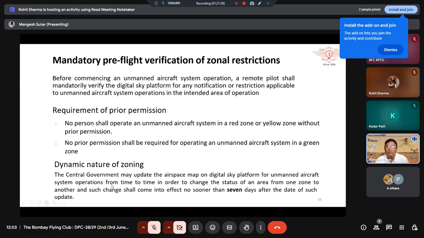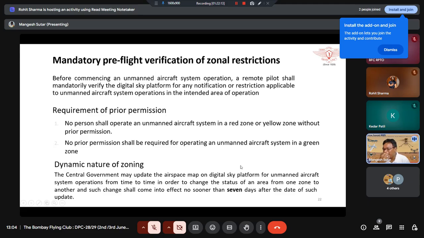So the central government may update the airspace on the Digital Sky platform for unmanned aircraft system operation from time to time, in order to change the status of an area from one zone to another. That means they can change a green zone or yellow zone to a red zone, or a red zone can be converted back to a yellow zone or green zone. Once they make the amendment, within 7 days it will be applicable on the airspace map.